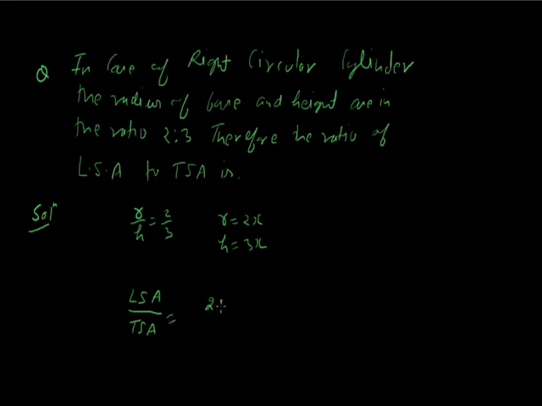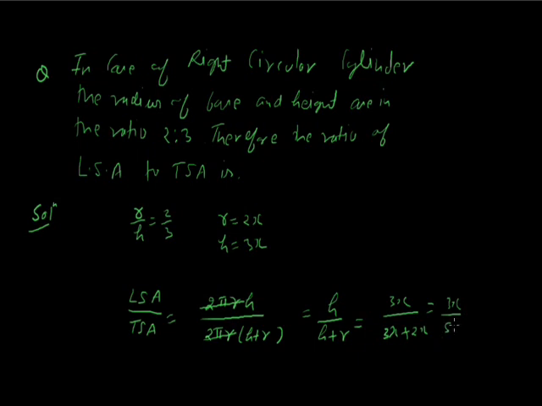Lateral surface area का formula हमें मालूम है, that is 2 pi r h. Total surface area का formula हमें मालूम है, that is 2 pi r bracket h plus r. So here 2 pi r gets cancelled. We are left with h upon h plus r. The value of h is 3x and r is 2x. So 3x upon 5x. x gets cancelled. So the lateral surface area to the total surface area ratio is 3:5.